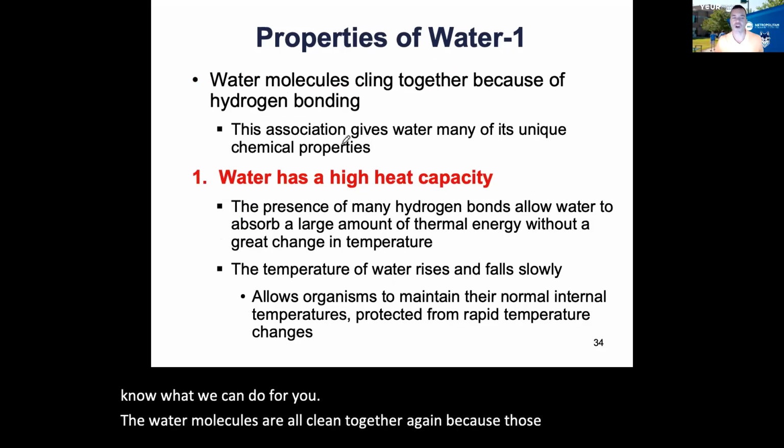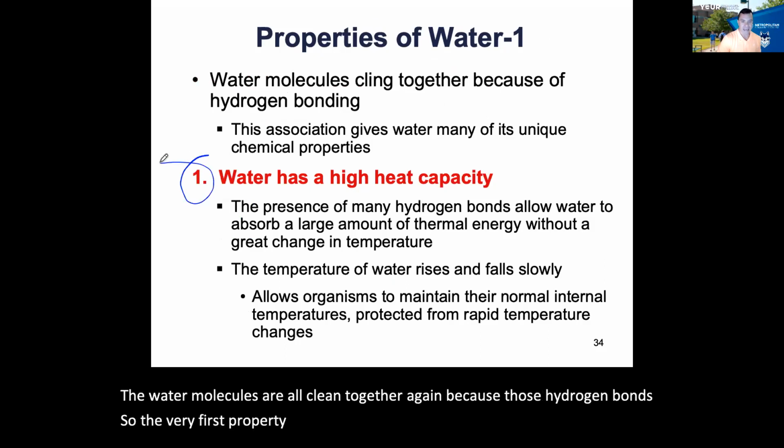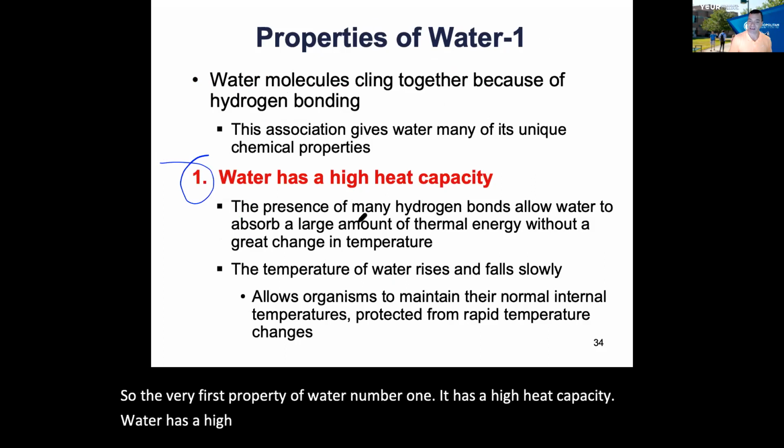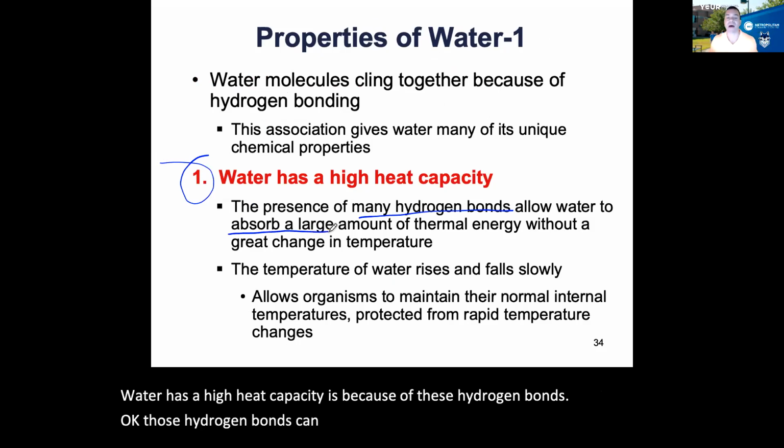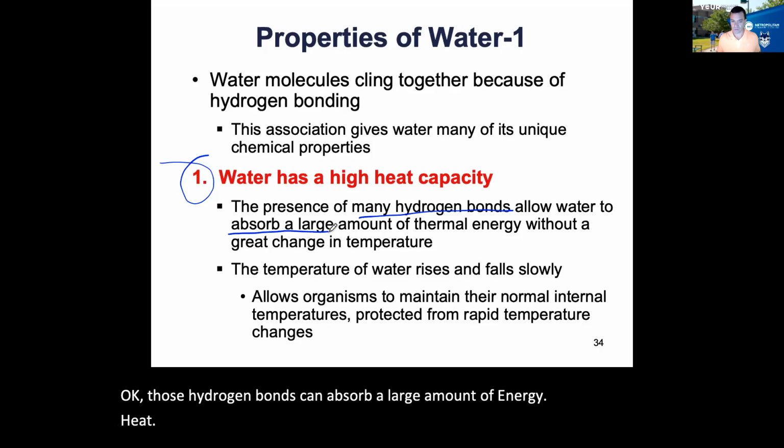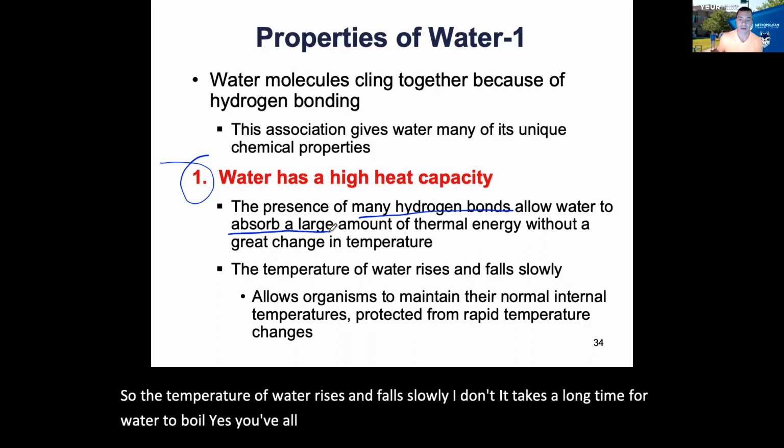So the very first property of water, number 1, it has a high heat capacity. Water has a high heat capacity. It's because of these hydrogen bonds, okay? Those hydrogen bonds can absorb a large amount of energy, heat, so the temperature of water rises and falls slowly. It takes a long time for water to boil. Yes, you've all boiled water before.